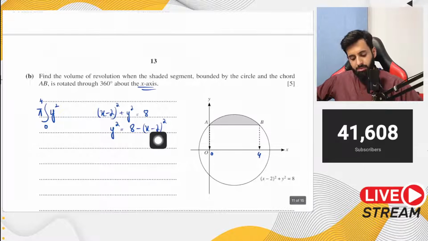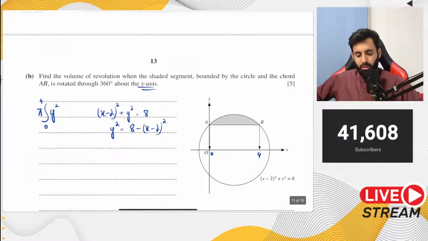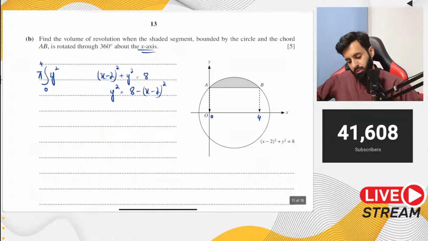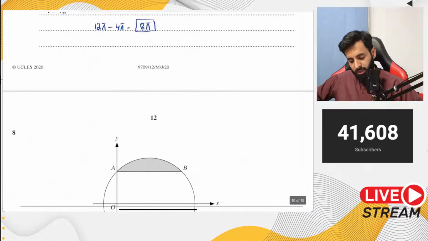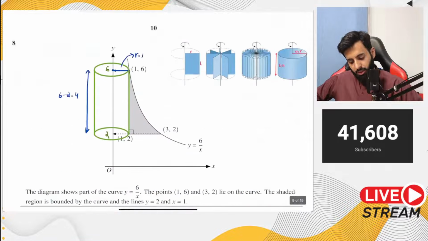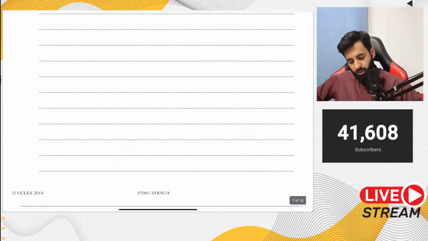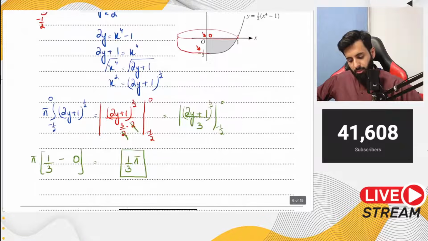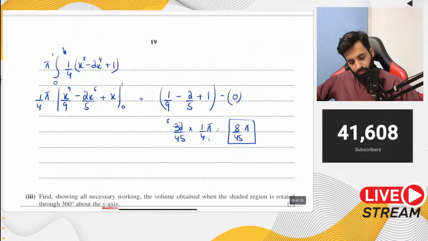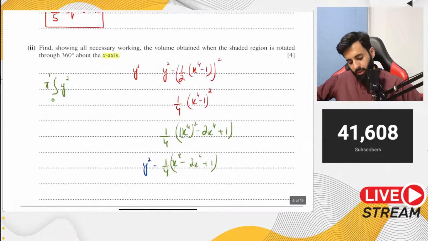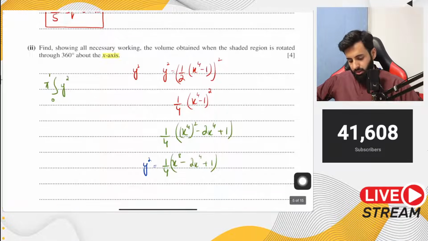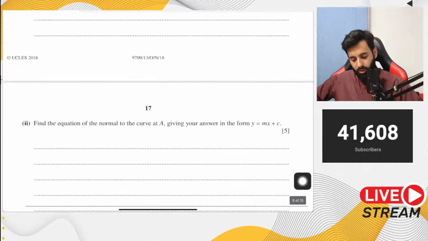Why? Because you have a linear function inside the bracket, so it's going to be easy to integrate it. In the previous question, the reason why I expanded it is because we did not have a linear function inside the bracket. That's why I thought it would be difficult to integrate it. This is the reason why I expanded it in the previous question. In this, I'm going to avoid doing that.